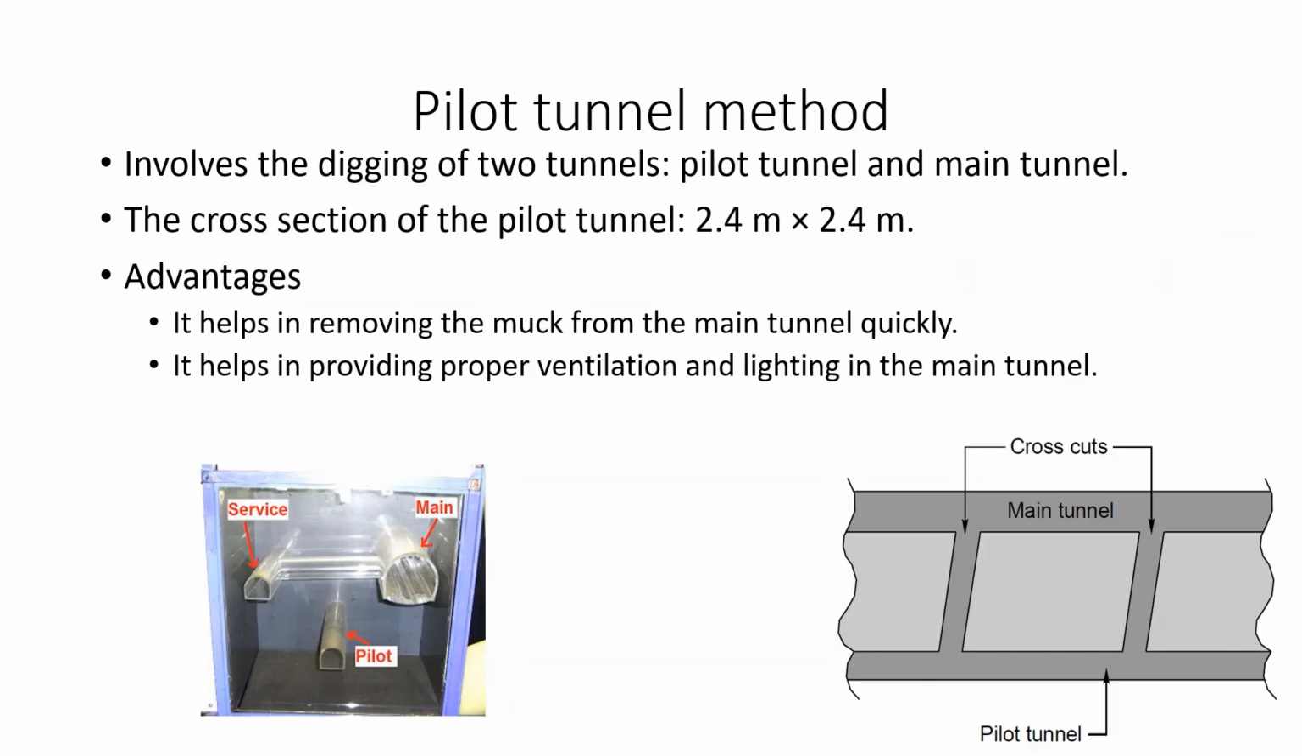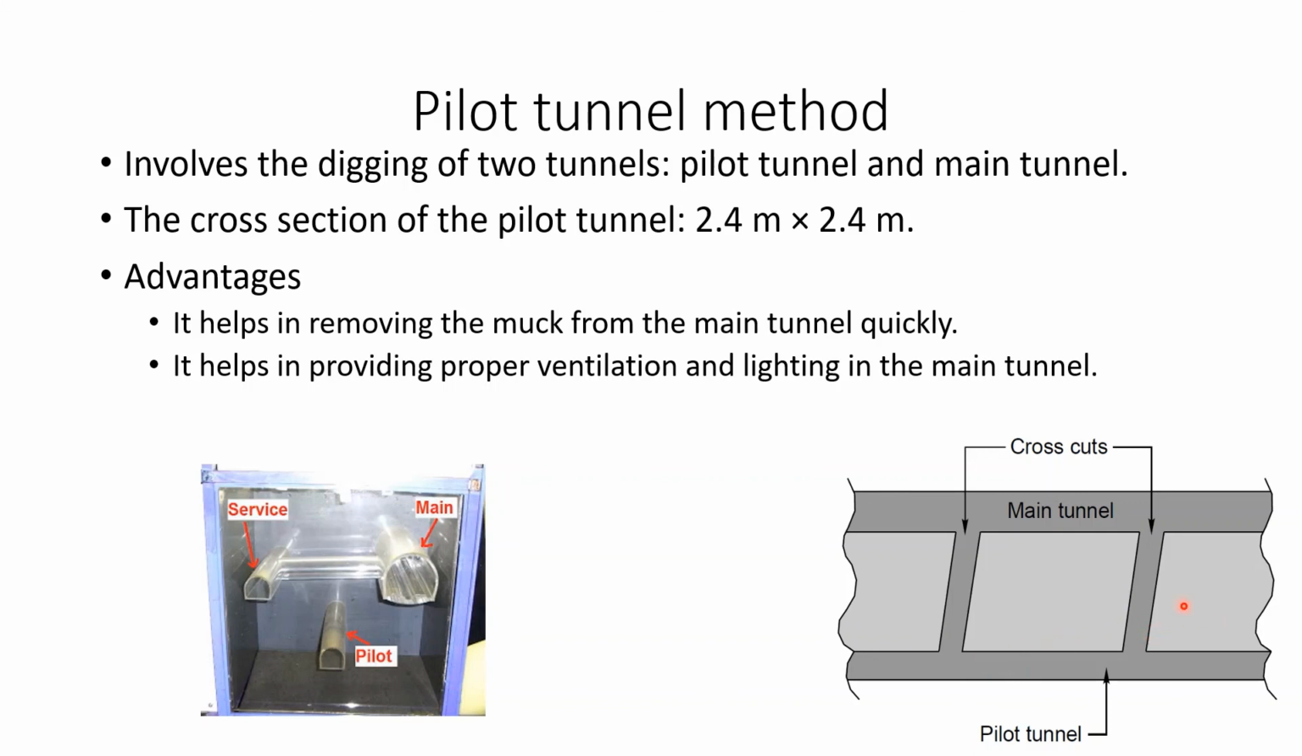Next is the pilot tunnel method. It involves digging of two tunnels: one is a pilot tunnel, another one is the main tunnel, and these two are connected by means of cross cuts. The cross section of the pilot tunnel will be much smaller than that of the main tunnel. Usually it is 2.4 by 2.4 meters. The pilot tunnel is driven parallel to the main tunnel and is connected to the center line of the main tunnel by means of cross cuts at adequate points.